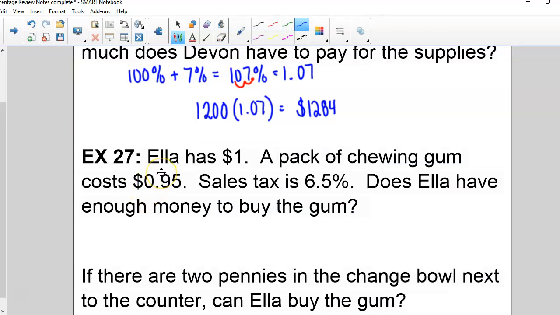Okay, try the next one on your own. Ella has $1. A pack of chewing gum costs 95 cents. Sales tax is 6.5%. Does Ella have enough money to buy the gum? So try that one on your own. Okay. Adam, what would we need to do for this one?